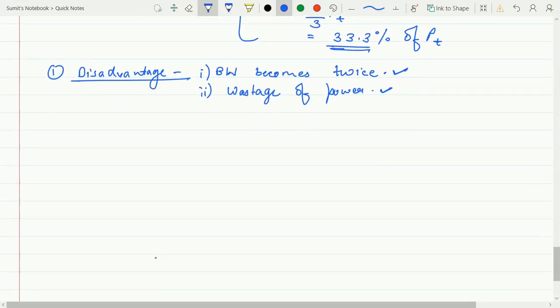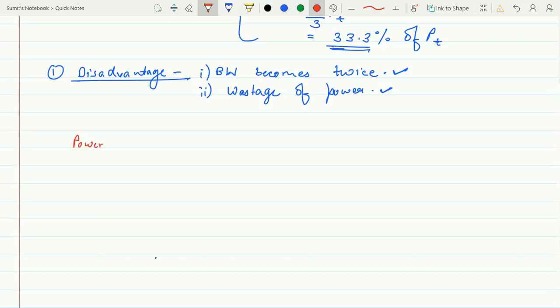So now we can define a term which is called power efficiency. Because there is some useful power and there is some waste power, efficiency you will define as useful power upon total power, and useful power is going to be the total sideband power. So PSB by PT is the power efficiency.